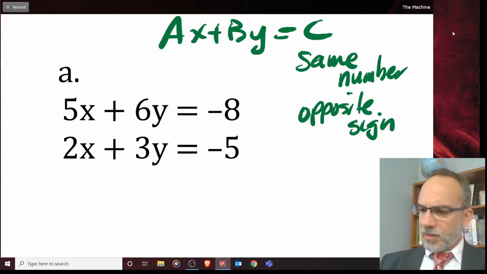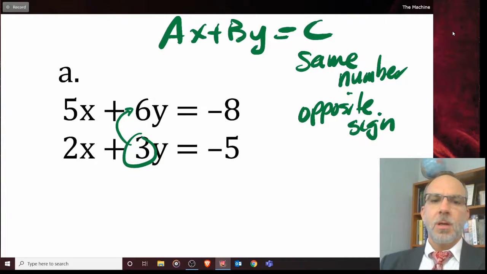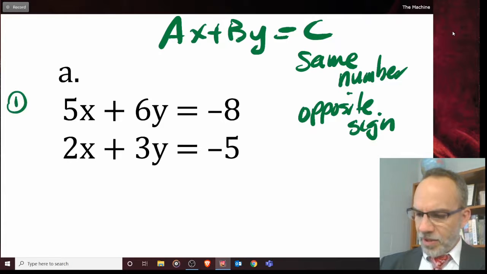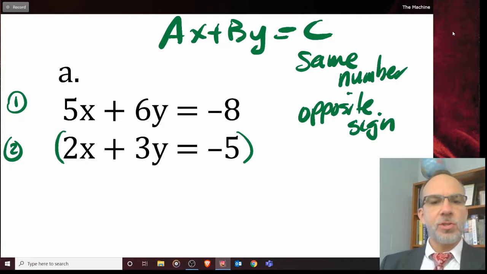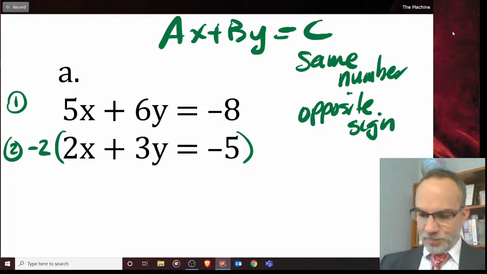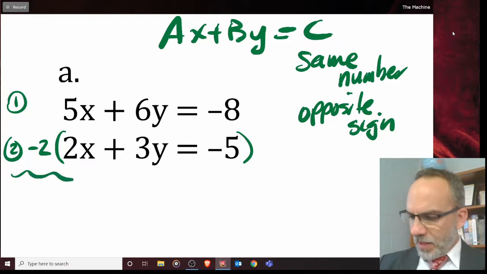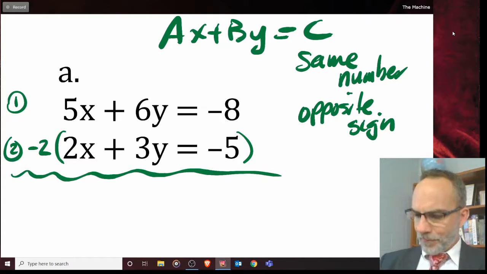For the y's, I don't have to multiply both equations. I just have to multiply one because 3 will multiply into 6 if I multiply it by 2. But I don't just want the same number. I want the opposite sign so that they will cancel when I combine them. So what if I do this? What if I take equation number 2, and by the way, I'll go ahead and give them names. This is equation 1, and this is equation number 2. What if I multiply the entire equation 2 by negative 2? What do I get? I'm going to work down, so I'm going to do a little squiggly line here because I'm not adding.